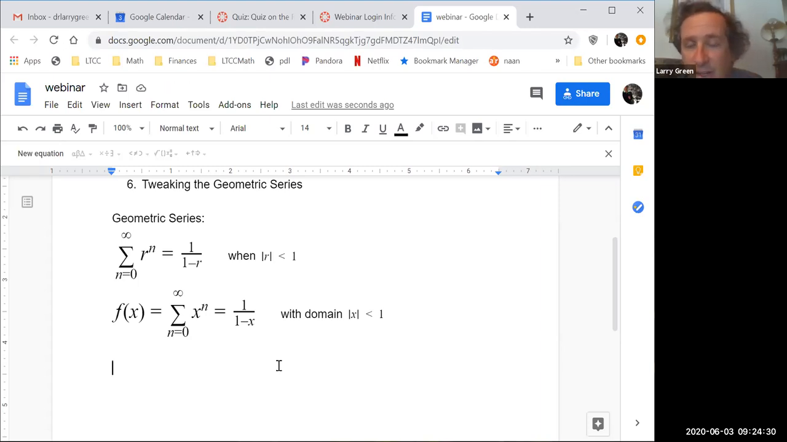Because it's a function. When you have functions, you should always be thinking about domain and range in the rule, right? The domain is all values of X less than 1 in absolute value. The rule is summation n equals 0 to infinity of X to the n. And it's also equal to 1 over 1 minus X. Any questions on that?